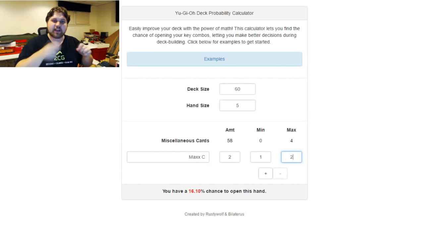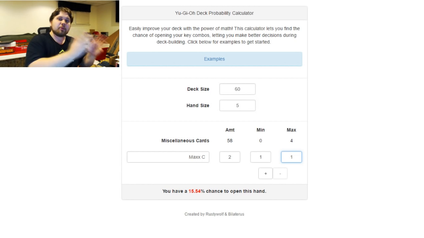It's the probability of drawing at least one Maxx C. That's what this probability is meant for. But so, 16.10, let's remember that number. Let's actually remember the 15.54, because that's a more reasonable number. That's literally the raw probability of drawing one Maxx C in your 60 card deck from the previous format when it was at 2. So your Infernoid decks, your Paleozoic decks, that sort of stuff. You had a 15.54% chance, and people still ran Maxx C in these decks.